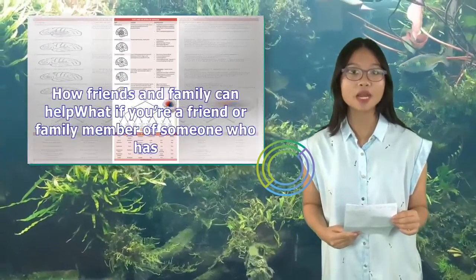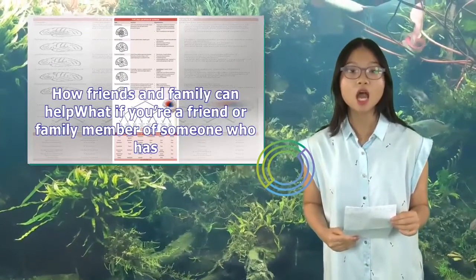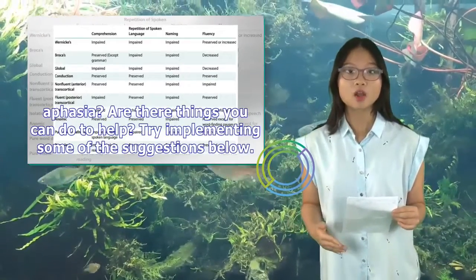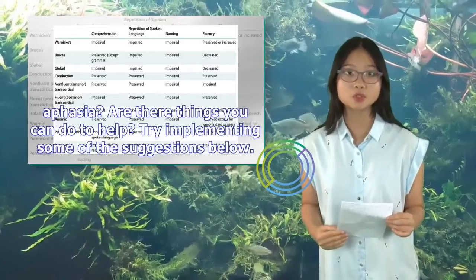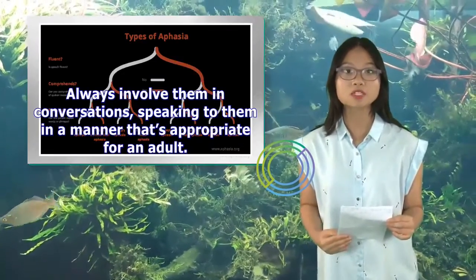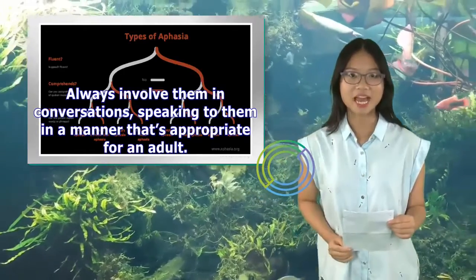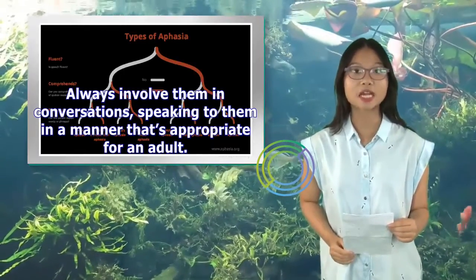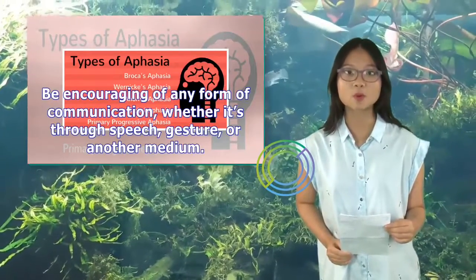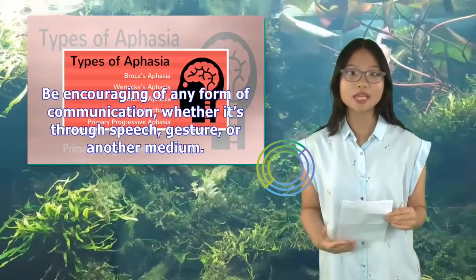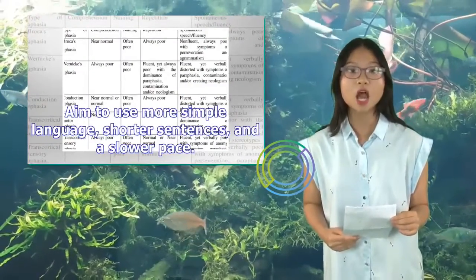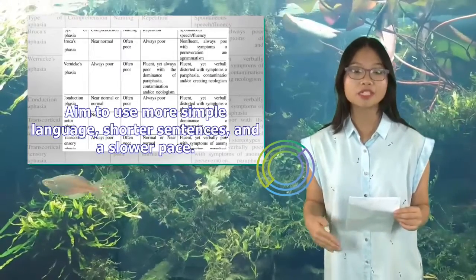How friends and family can help. What if you're a friend or family member of someone who has aphasia? Are there things you can do to help? Try implementing some of the suggestions below. Always involve them in conversations, speaking to them in a manner that's appropriate for an adult. Be encouraging of any form of communication, whether it's through speech, gesture, or another medium. Aim to use more simple language, shorter sentences, and a slower pace.